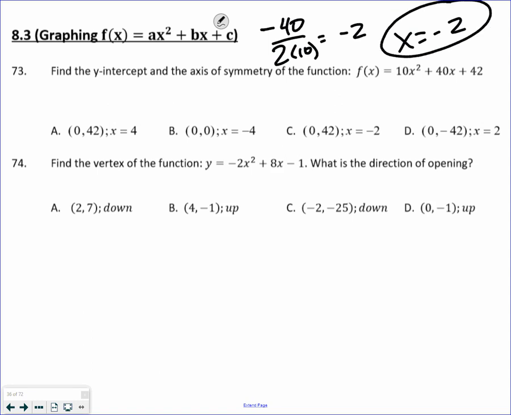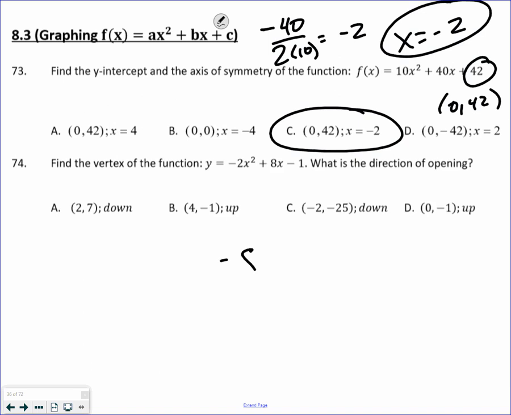Now, the y-intercept is always the C value. So you're talking about 0, 42 is the y-intercept. So I need negative 2 as your axis of symmetry and 42 as your y-intercept. So C is the correct answer. Next one, find the vertex. Negative b over 2a. So negative 8 divided by negative 4 is positive 2. Plugging positive 2 back in, you get 7.